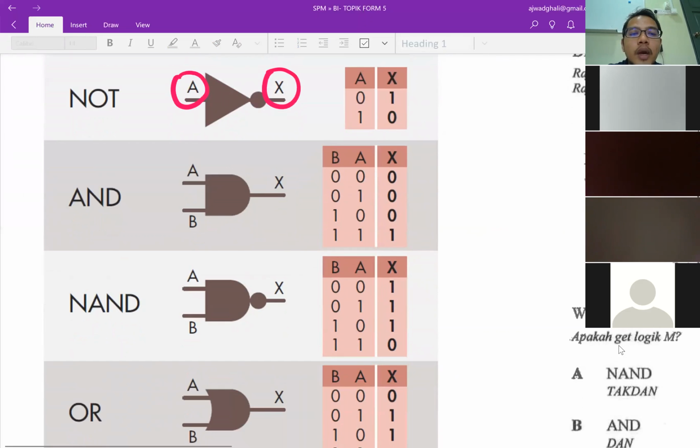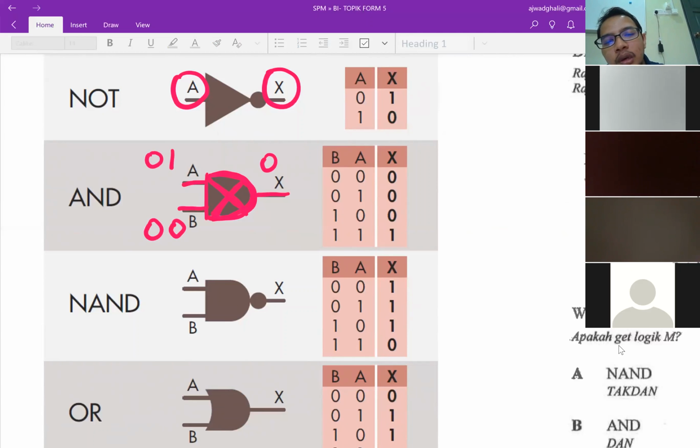Okay. Second one is AND. So AND, the shape is like a D. Okay, there are two inputs and one output. So AND is multiplication, darab. So 0 and 0 will be 0. 1 and 0 will be 0. 0 and 1 will be 0. 1 and 1 will be 1. So that is AND.